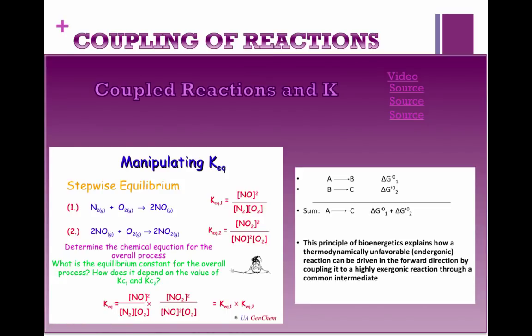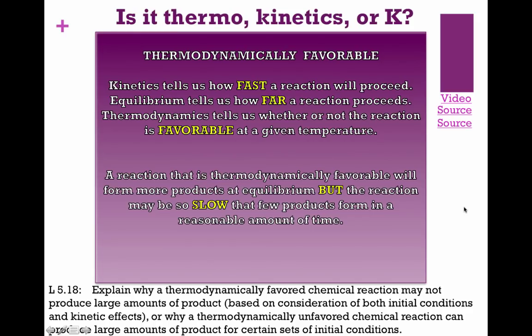And this actually looks at what we looked at today, right? With adding them up, you have to multiply or you add up your delta G's. So is it thermo, kinetics, or equilibrium? Kinetics tells us how fast a reaction goes. Equilibrium tells us how far a reaction goes.